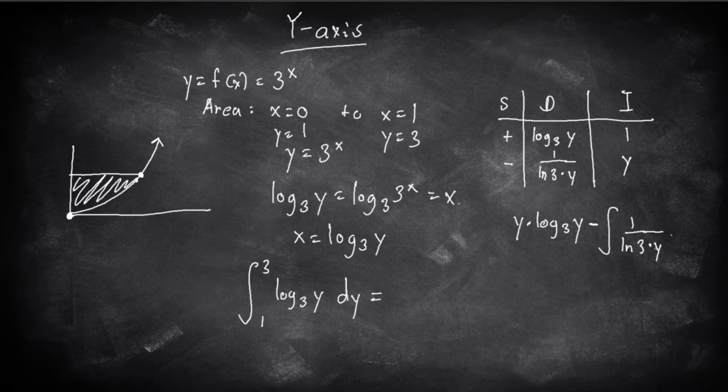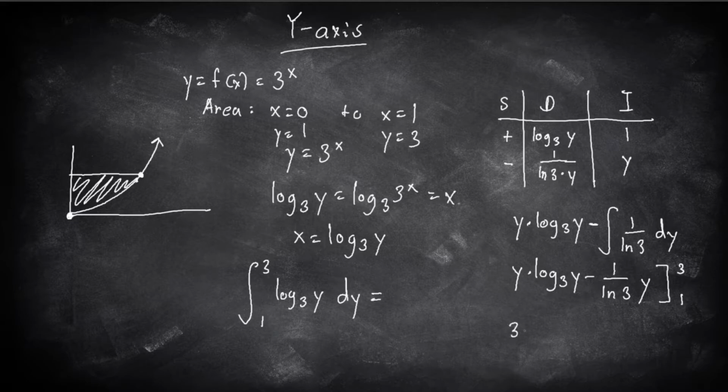So these y's cancel out. It's just 1 over natural log of 3 with respect to y. So when we integrate this, it's y times log base 3 of y minus 1 over natural log of 3 times y. So this is our integral. So we just need to plug in our values 1 and 3.